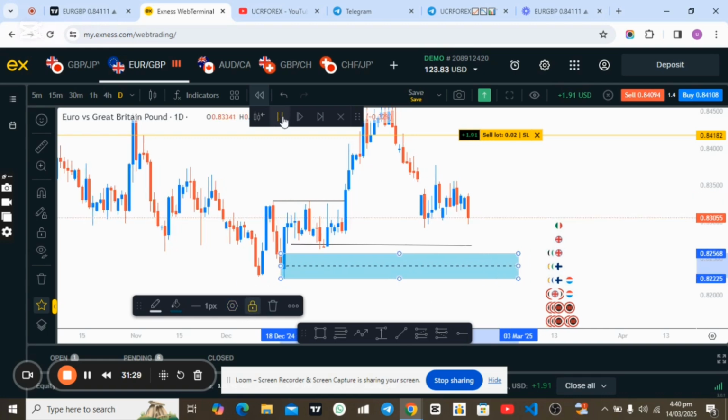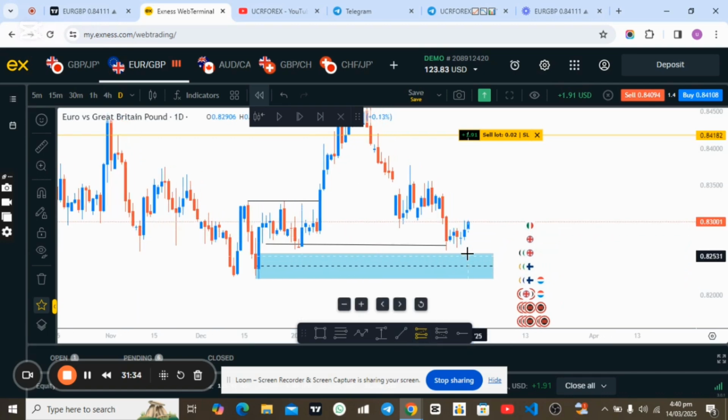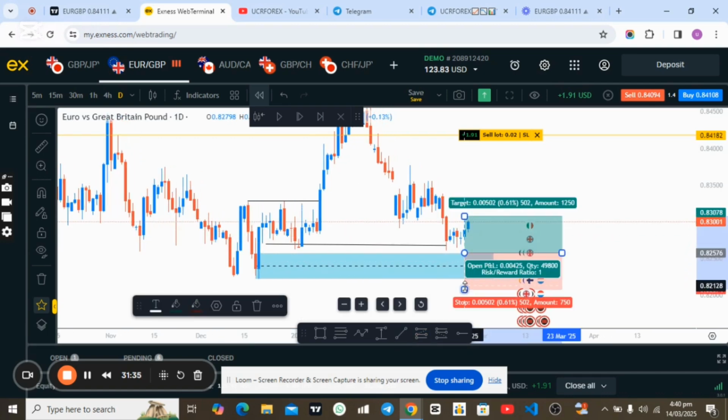Okay, so now let's play price forward to see whether price was able to trigger our order. Now we have a buy limit order here. Remember, this is a 4 hour time frame point of interest we are using.